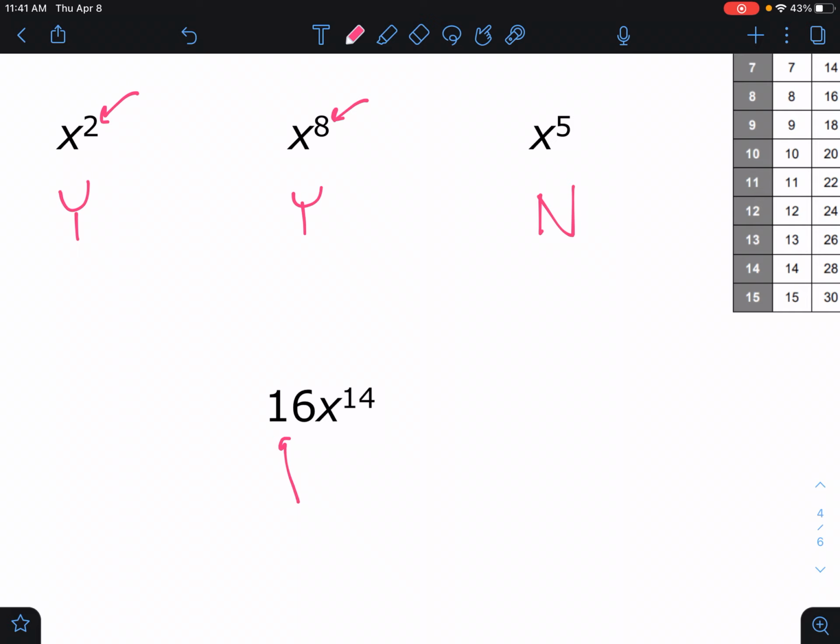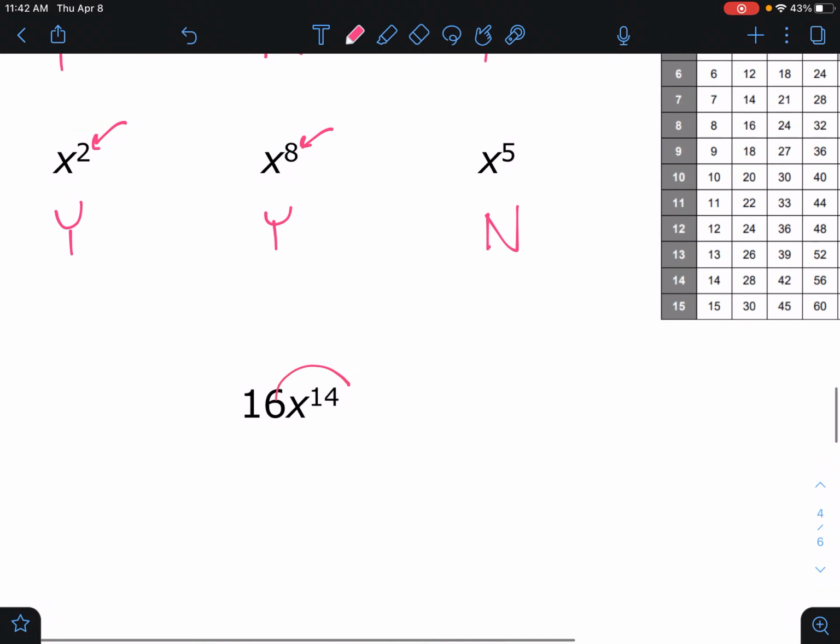So let's see, is that a perfect square? Yes, it's 4, right? Square root of 16 is 4. All right, is x to the 14th a perfect square? Well, the exponent is even, so yeah, we're good. So yes, this would be a perfect square.